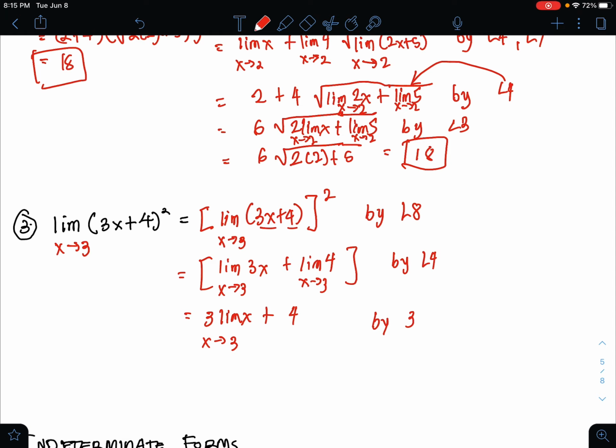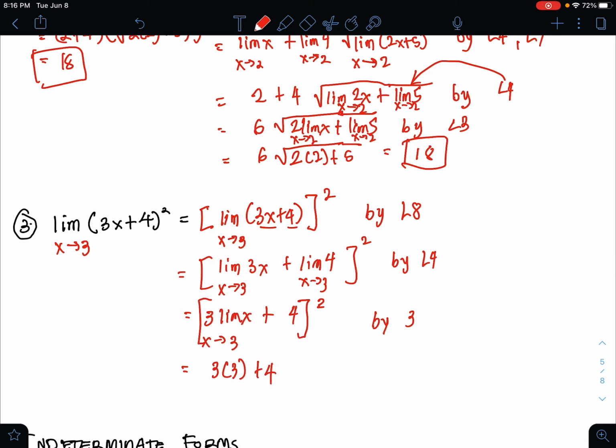Okay, and then this is 3 times 3, that's 9. Oh, I forgot the squared. We must be very careful when solving. So 3 times 3 plus 4 and then squared. 9 plus 4 is 13, squared, that is 169. Okay, 169. There you go. So that is our final answer. You will still arrive at the same answer if you direct substitute: 3 times 3 plus 4, then squared. Same here.